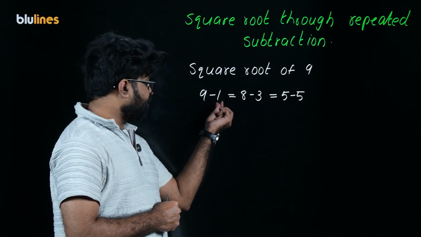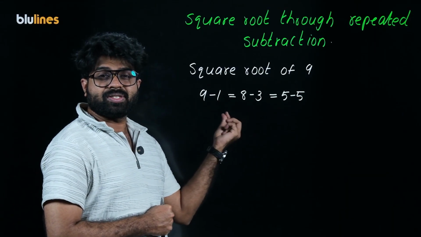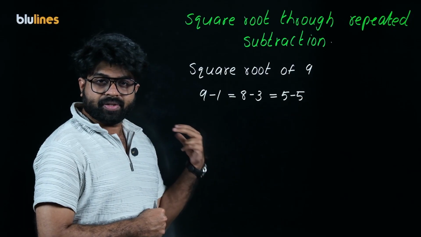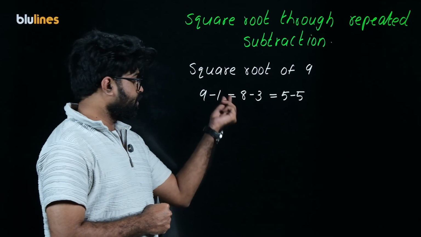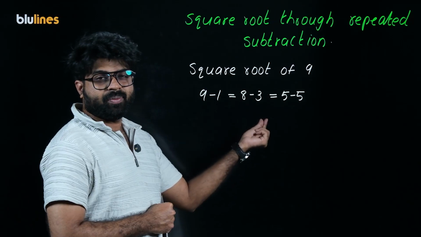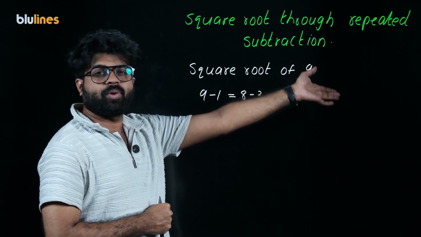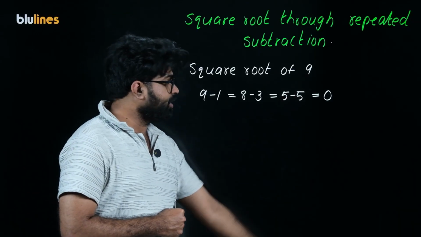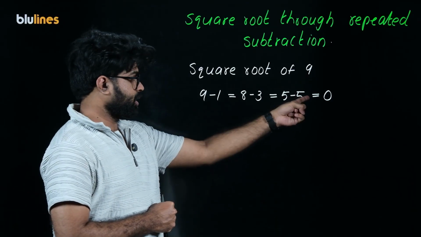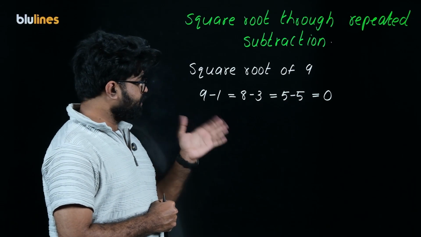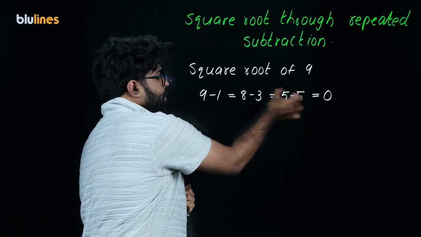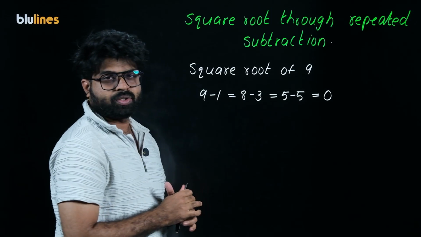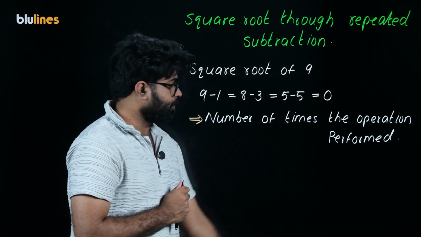So you can see that 1, 3, 5, these are all consecutive odd numbers. So the method is we are subtracting the corresponding odd numbers. So I subtract 1, then next I go with 3, next 5, next 7 and so on. Here we have to do this until it reaches 0. And the square root of the number will be the number of times we perform the operation. Here we have performed it 3 times, 1, 2 and 3. So the square root of 9 is equal to 3.